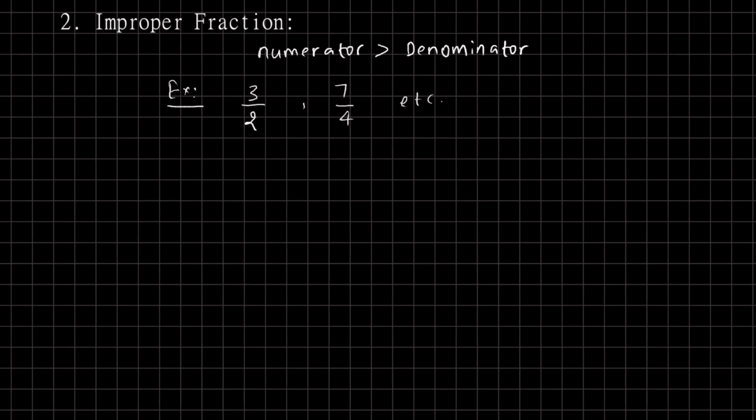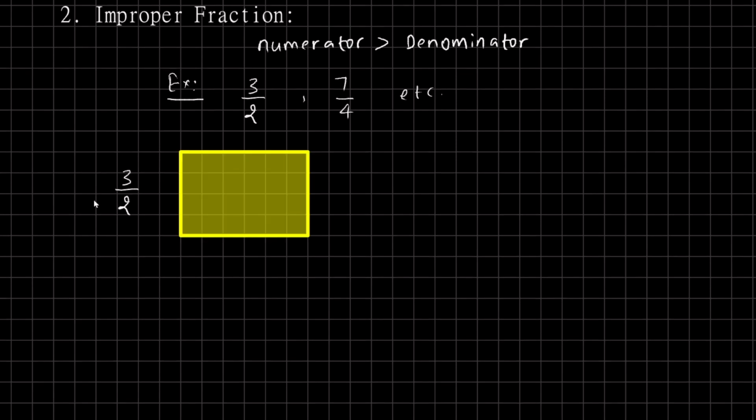Let's see improper fractions. If we have any fraction whose numerator is greater than its denominator, we call that fraction an improper fraction. Example 3 over 2, 7 over 4, etc. Here you can see the numerator of both fractions is greater than its denominator. So what are these numbers representing? Let's see fraction 3 over 2. Here we have a whole object.